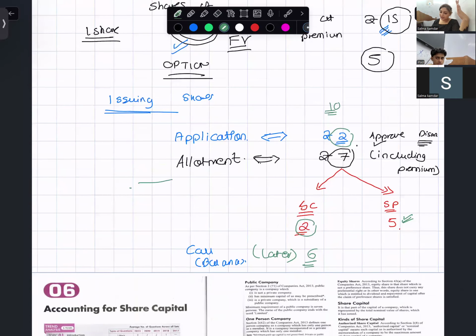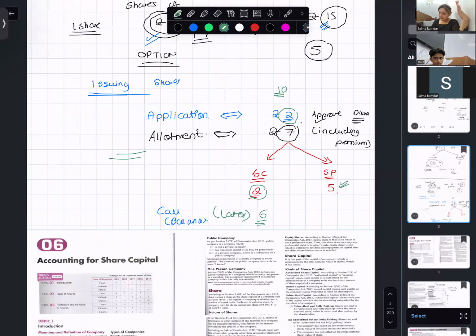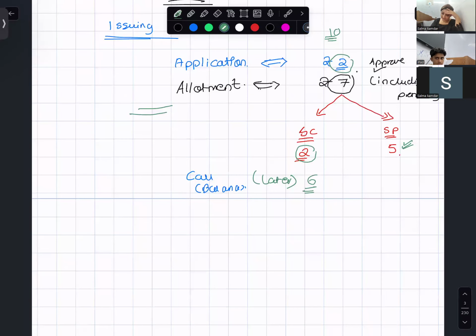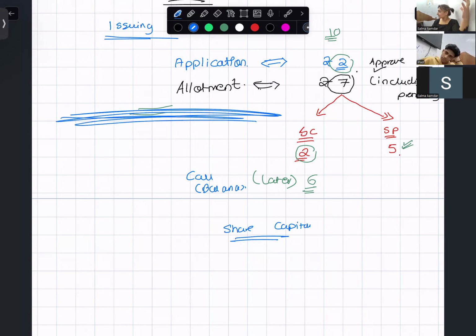So come on, at the allotment stage, tell me how much money I have called for up till allotment. See, I want to make the share capital section, right? I want to know how much money should go in the share capital at this stage. 4. Yes. Balance which I'm still to call is rupees 6.